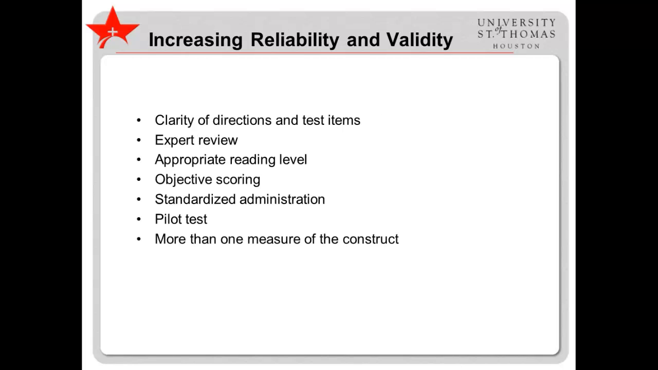To help produce meaningful results, it is important to create and use measures that are reliable and valid. Here are some guidelines to help you increase the reliability and validity of an instrument or a test that you create. Make directions and all test items clear. Have an expert review the measure. Adapt the reading level of the test to the expected reading level of the population. Ensure that scoring is objective. Standardize the administration of the test. Pilot test the measure to see if there are problems. And ideally, obtain more than one measure of the construct.